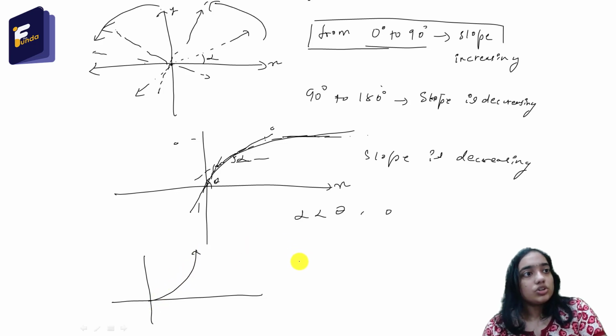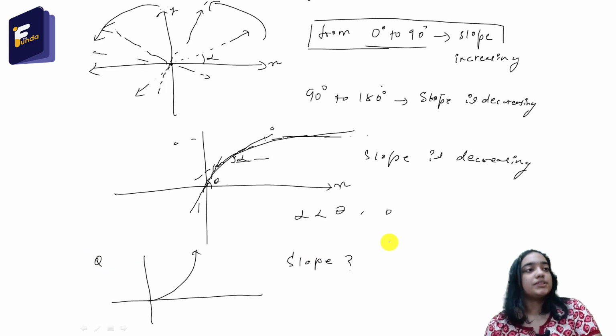This is the graph. Now you have to tell me about the slope. Take this as a question. Tell me about the slope: is it increasing or decreasing, or what is the sign of the slope at every point? You have to tell me about this graph. You may pause the video and think.